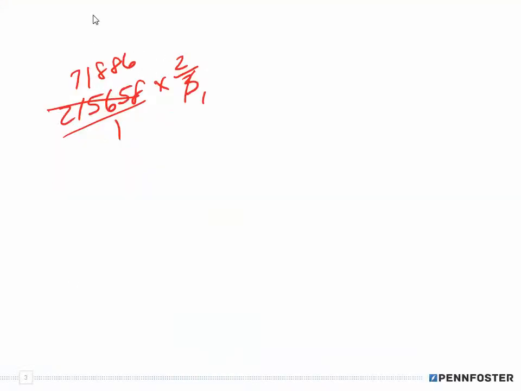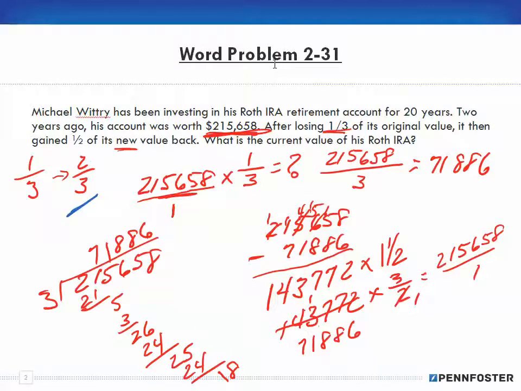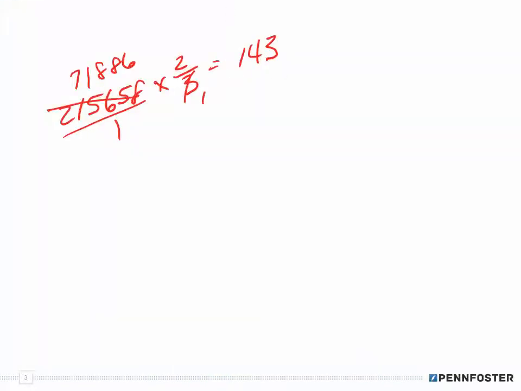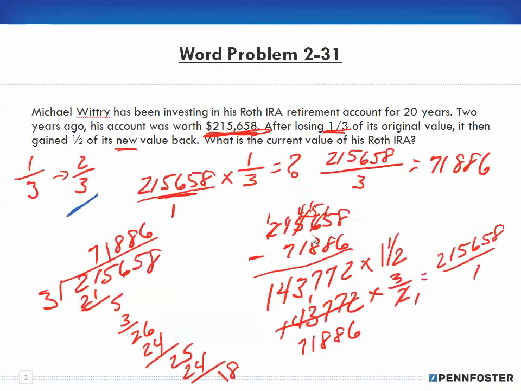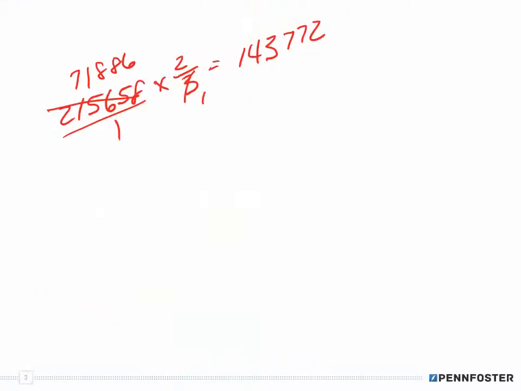And then we take the 71,886 and multiply that by 2, and we end up with 143,772, and we're back to where we were before, where we can multiply it by 1.5, and we end up with our original amount, 215,658.